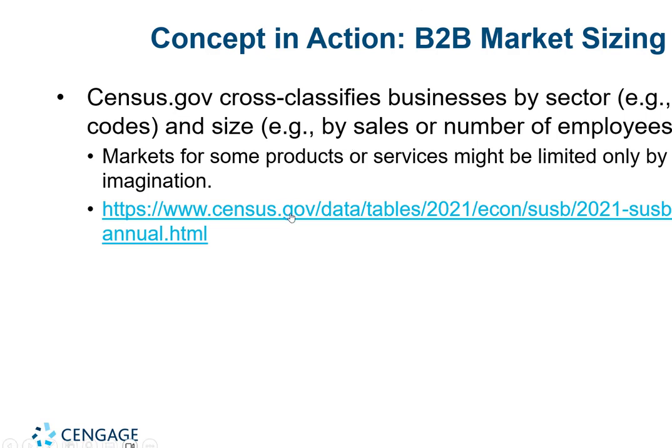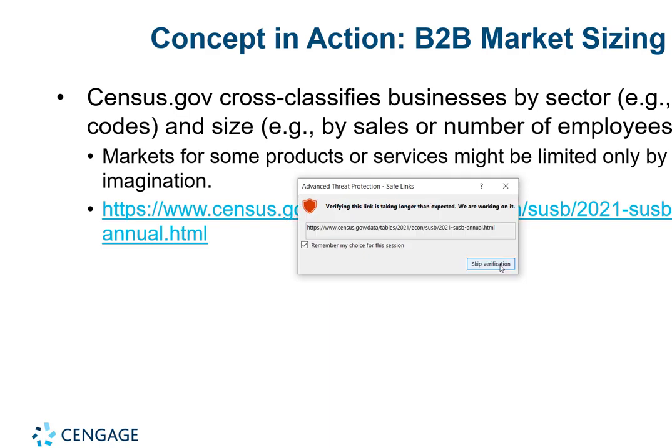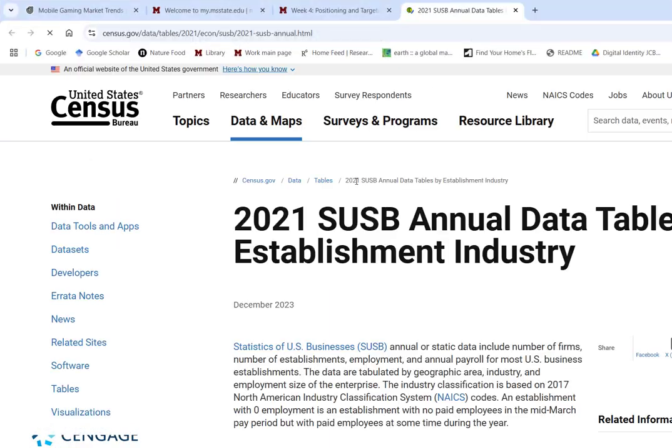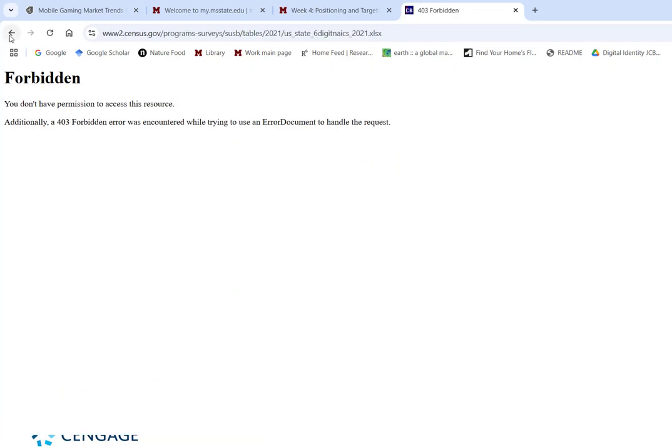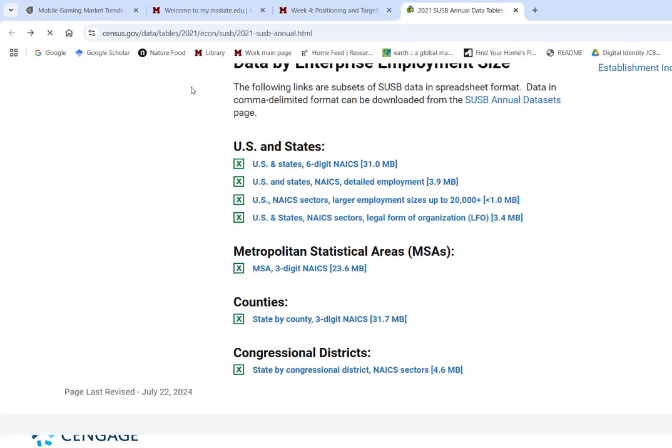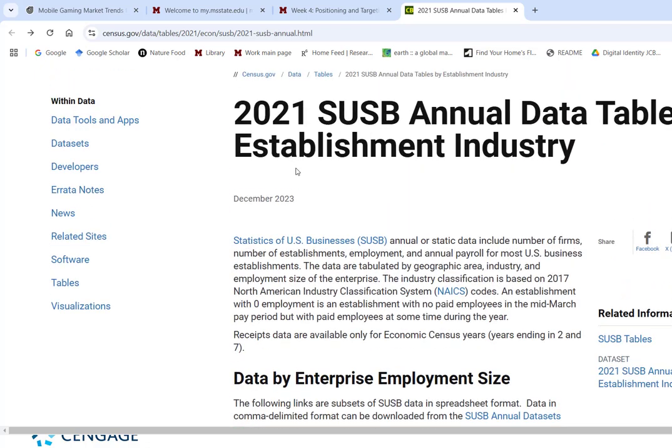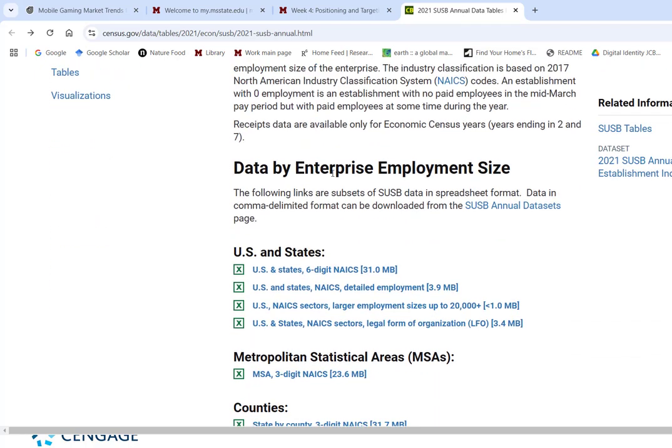I did prepare a little example for you with the census, but apparently the census is down at the moment. I don't know. Maybe Elon's been messing around with the census data. I'm not quite sure. But if this is working again next week, then I will show you that example.